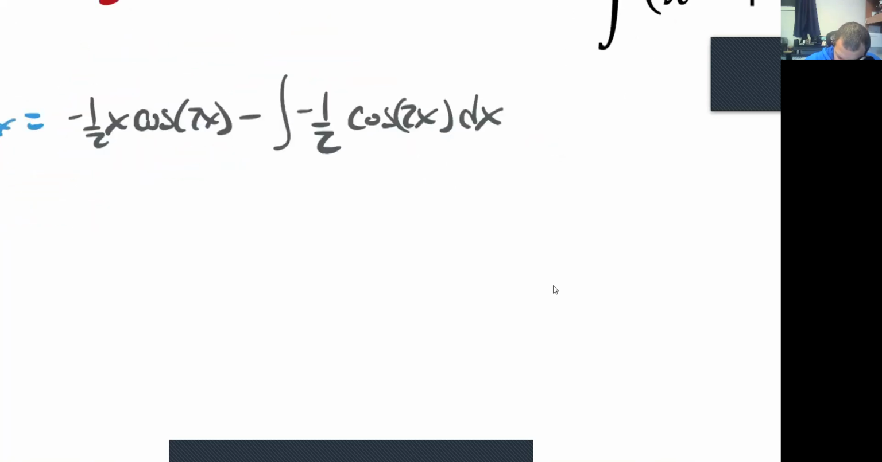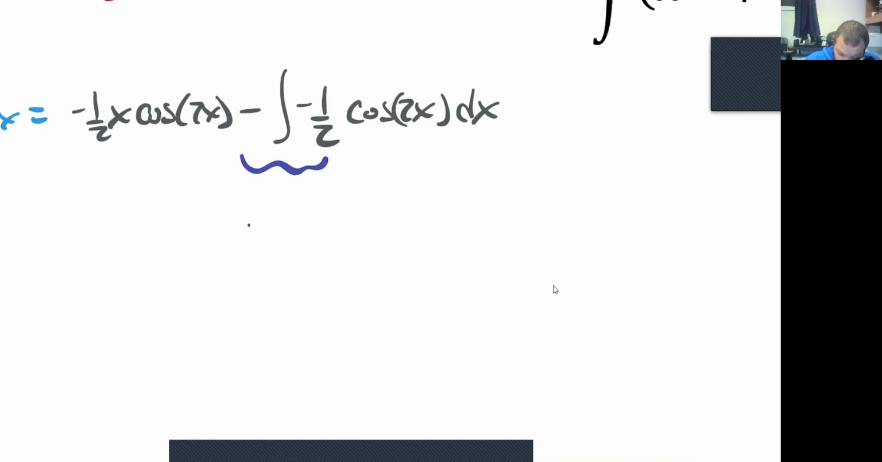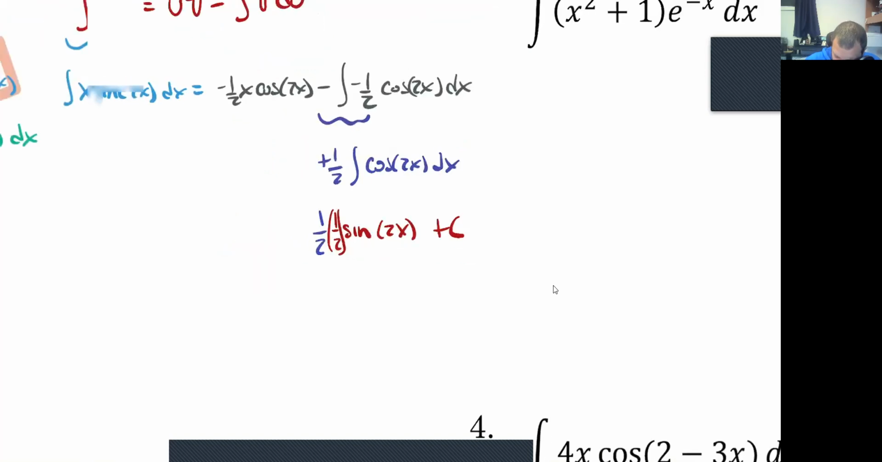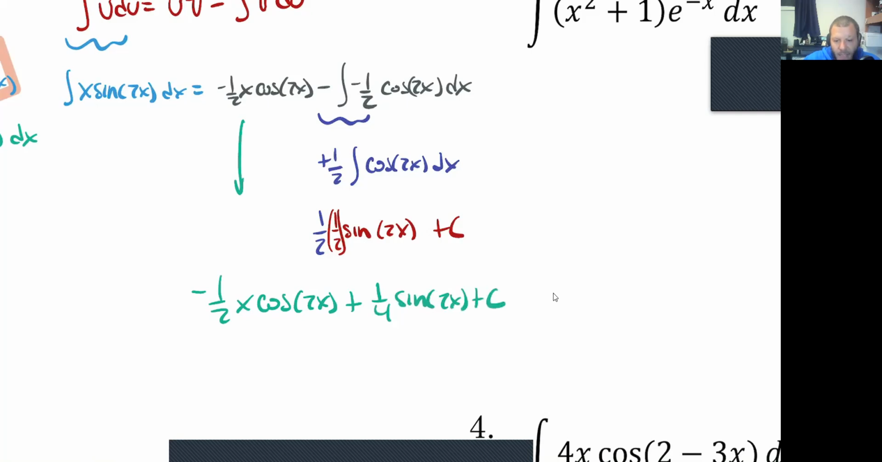So when we take this antiderivative, I can combine those two things to say plus 1/2 antiderivative of cosine of 2x dx. And when I take the antiderivative of the cosine of 2x, I'm going to end up with the sine of 2x times another 1/2, plus a constant. So we're going to get our antiderivative as this thing, negative 1/2 x cosine 2x plus 1/4 sine 2x plus a constant as our answer.